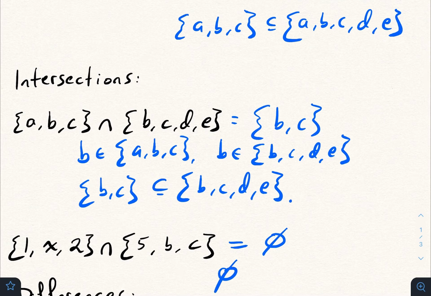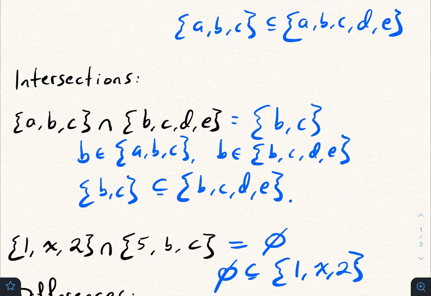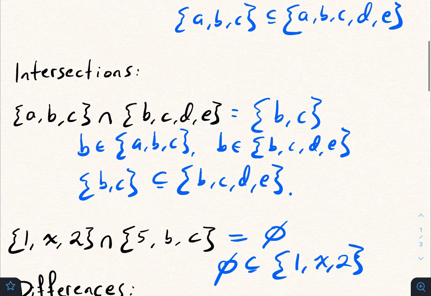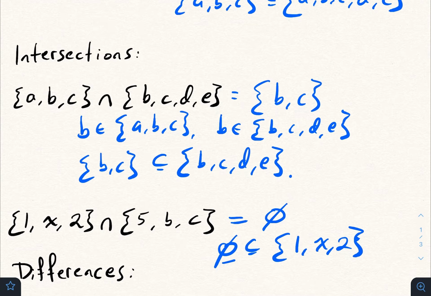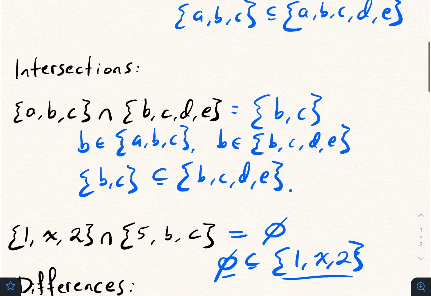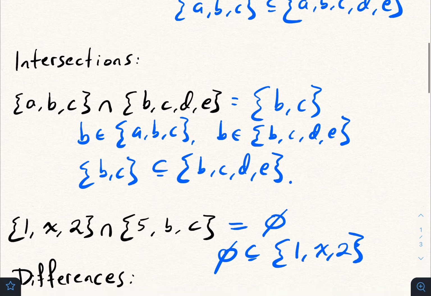Notice that the empty set is still a subset of both of these sets that you took an intersection of. This is actually what's called a vacuous statement. Every element in the empty set is also in the set that's bigger than it. That is a statement that is technically true because there's nothing in the empty set. So yes, it's true that everything in the empty set satisfies some property that I'm trying to impose on it. It's called a vacuous statement.